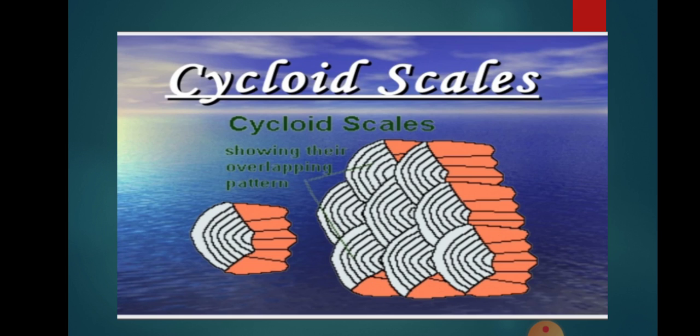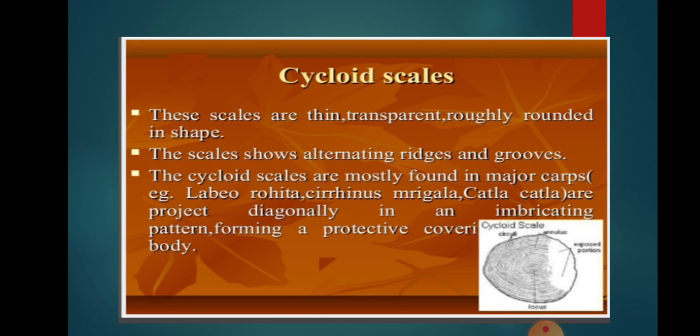The next one is the cycloid scale. In this diagram, we see the actual picture of cycloid scales, showing their overlapping pattern. These scales are thin, transparent and roughly rounded in shape. The scales show alternating ridges and grooves. The cycloid scales are mostly found in major carps, for example Labeo rohita, Cirrhinus mrigala, Catla, projecting diagonally in an imbricating pattern forming a protective covering of the body.